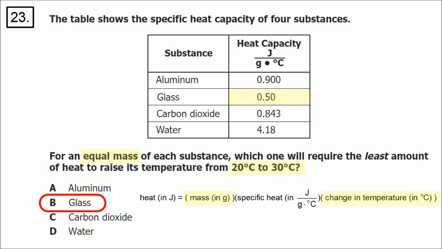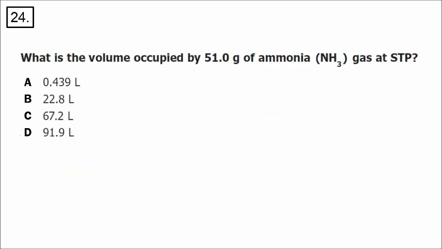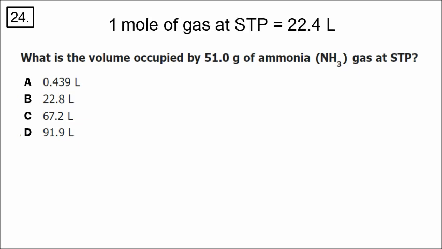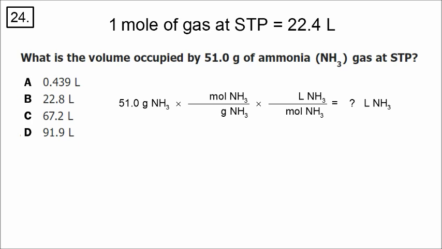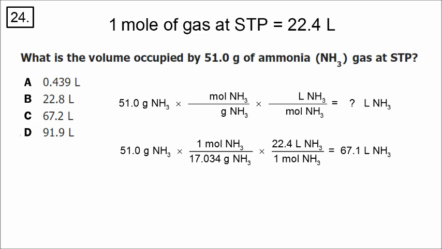Number 24, we have to remember that 1 mole of gas at STP, standard temperature and pressure, has a volume of 22.4 liters. If we're starting with 51.0 grams of ammonia, NH3, we first convert from grams to moles using the periodic table. Then we convert from moles to liters using the 22.4 information. So first we're going to divide by 17, the molar mass of ammonia. Then we multiply by 22.4. The correct answer is 67 liters, so that is C.